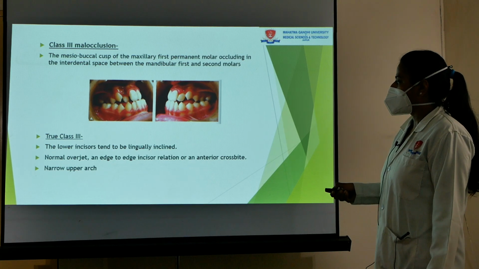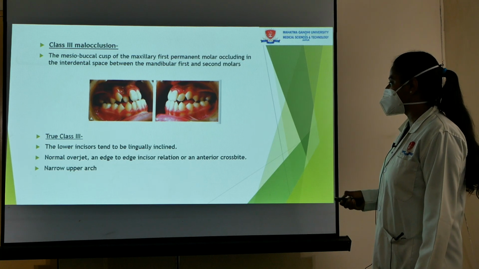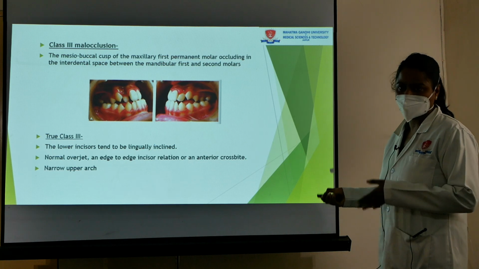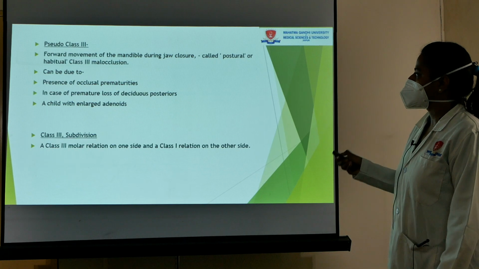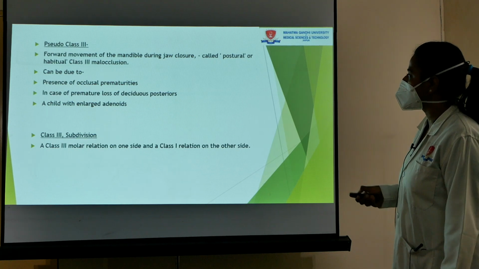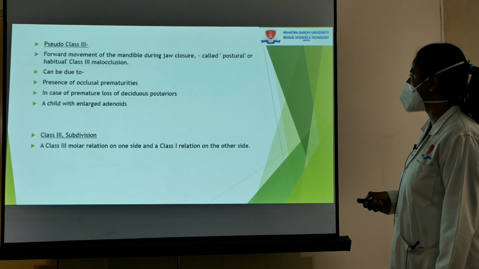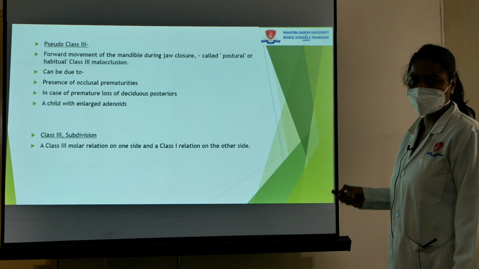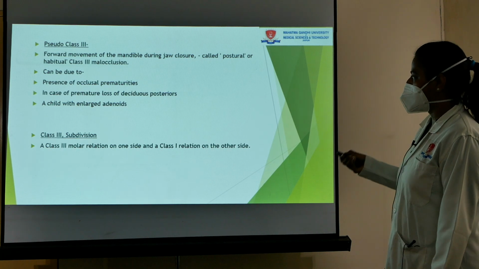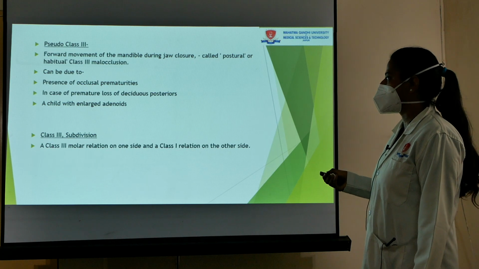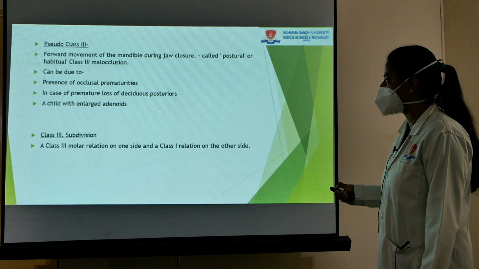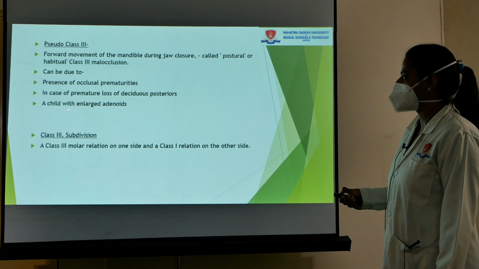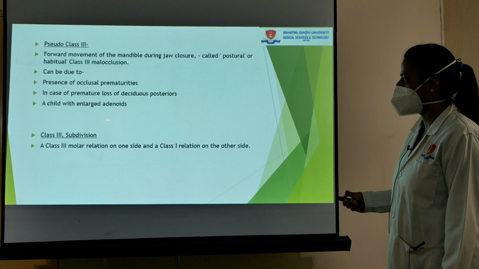And in this the normal overjet is there, and an edge to edge incisor relationship or anterior crossbite is there, and narrow upper arch is there. And the pseudo class 3 means forward movement of the mandible during the jaw closure. It is called as postural or habitual class 3 malocclusion. It can be because of the presence of the occlusal prematurity, in case of the premature loss of the deciduous posterior, or in case where a child is having the enlarged adenoid.